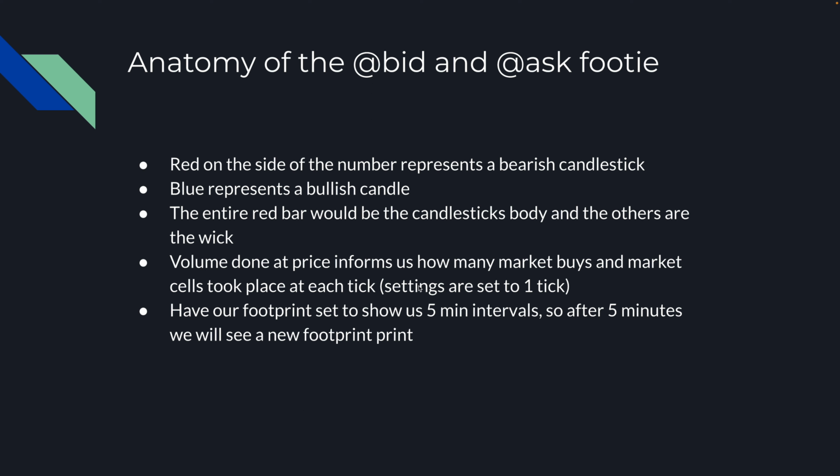Settings are set to 1 tick for me personally, unless we have a lot of volatility. Then you can switch to something like a 2 tick. It all depends on the instrument that you're trading. For example, if you're using the NASDAQ, you might want to use a 2 tick or a 4 tick, because the daily range for it is a lot wider than the S&P. My footprint is set to show 5-minute intervals, so after 5 minutes it will print a new bar.